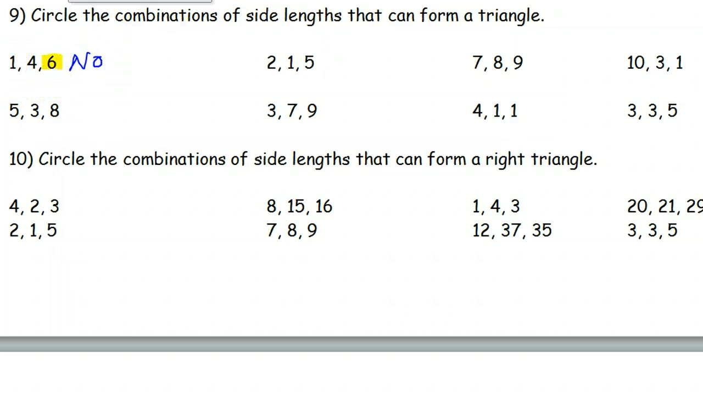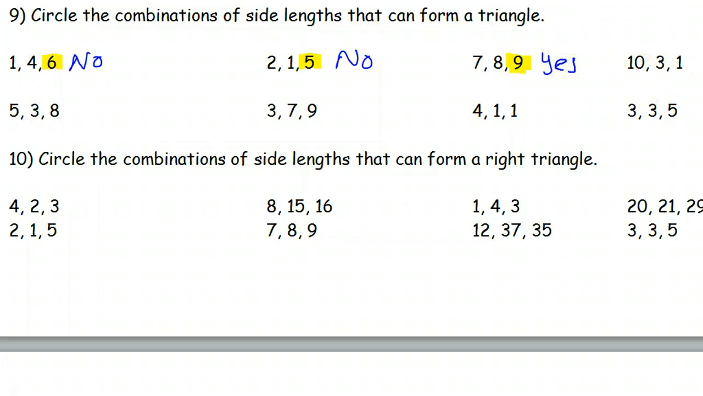How about this? The biggest is 5. 2 plus 1, that's only 3. That's less, so that's a no. The biggest here is 9. 7 plus 8, that's 15. That's bigger, so yes, you can make a triangle out of that.